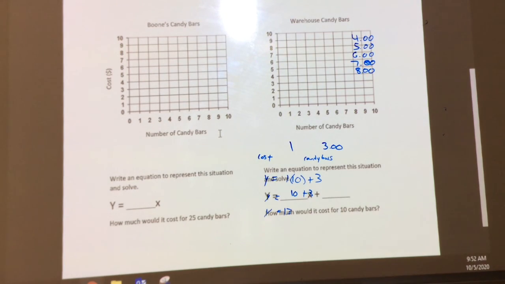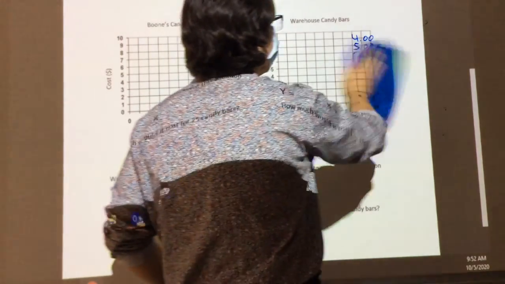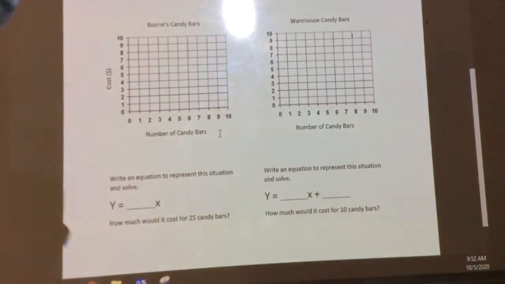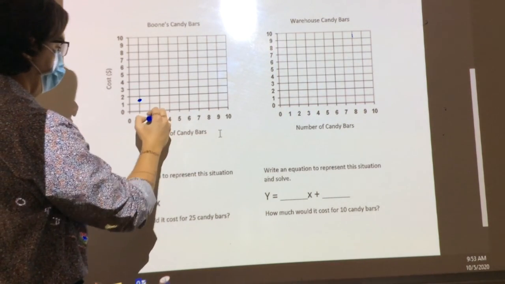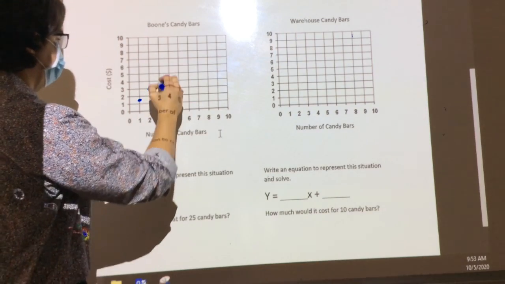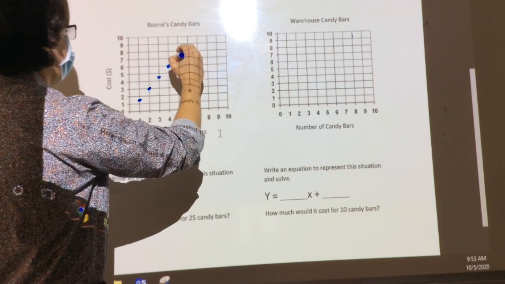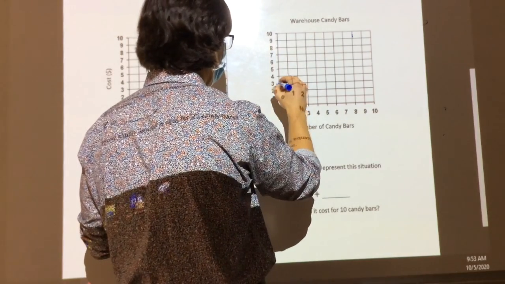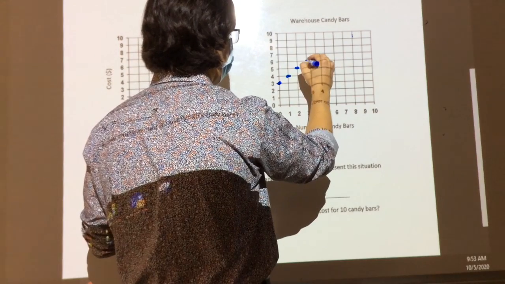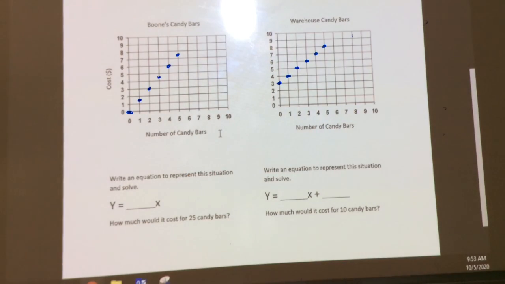All right, last thing I want to talk about. Okay, so for this first one, it was $1.50 per, right? Yeah. Okay, what do you notice the difference between those two is?